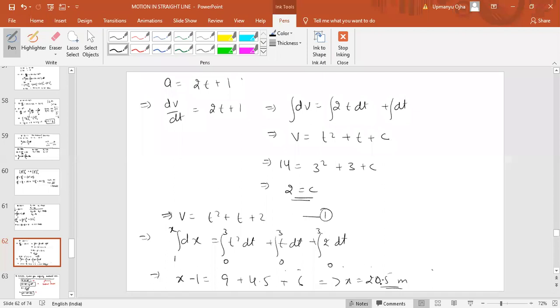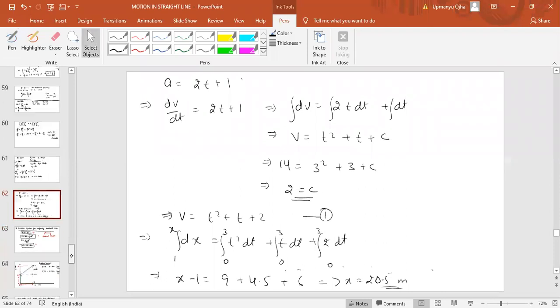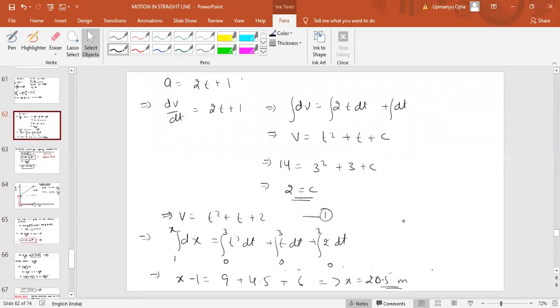Then if you differentiate velocity, we get dx by dt. Now if we integrate dx, we are getting displacement. So 20.5 is the answer for that question. Okay, fine. So that was the mistake. Kindly rectify that mistake.